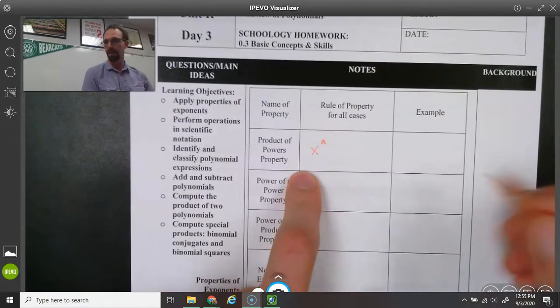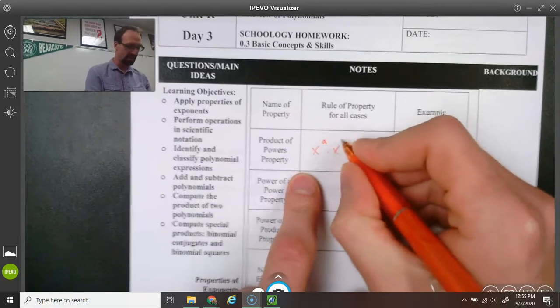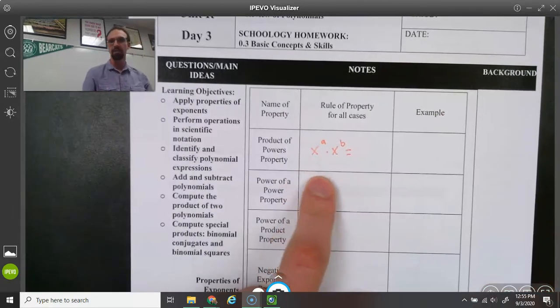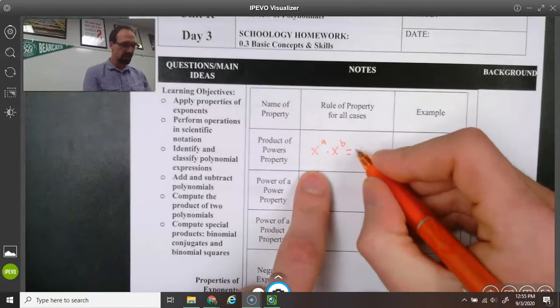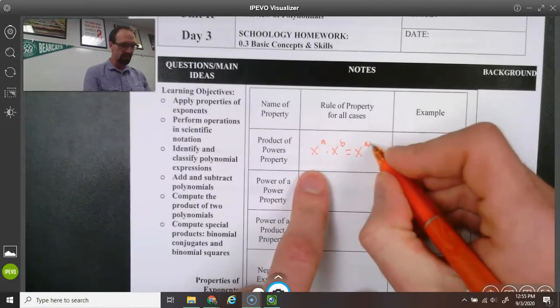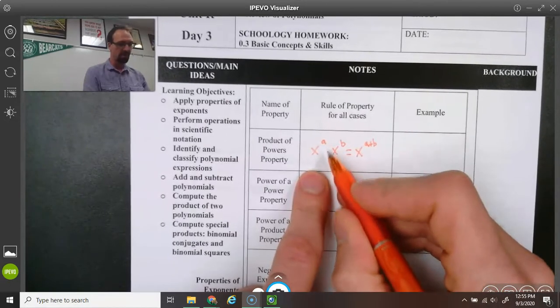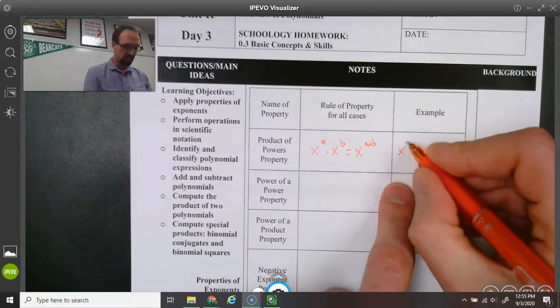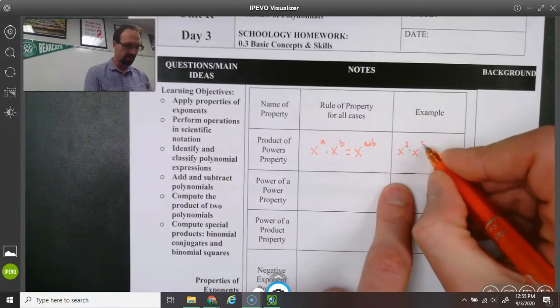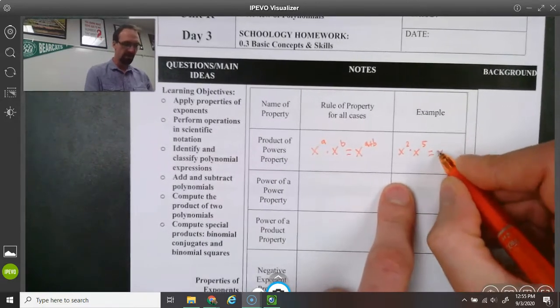So starting off, the product of powers property means that if I take, say, x to the a, and I'm multiplying that times x to the b, then because those bases are the same, that's what it means by saying that they're both x, I can do x to the a plus b. So when we multiply powers with the same base, we add the exponents. An example of that is if I have x squared times x to the fifth, then I would add 2 plus 5 and get x to the seventh power.